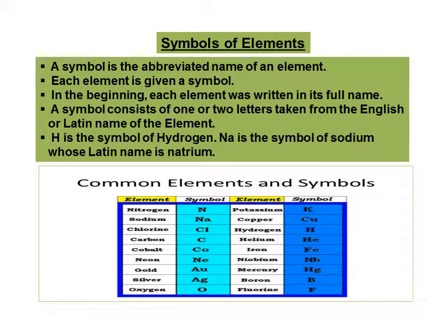Similarly mercury, Hg. Similarly fluorine, capital F symbol is used for it. For silver, capital A and small g, Ag, this symbol is used because the Latin name of silver is argentum. For gold, they have used the symbol capital Au. Au is the symbol of gold. Co, capital C, small o, is the symbol for cobalt.